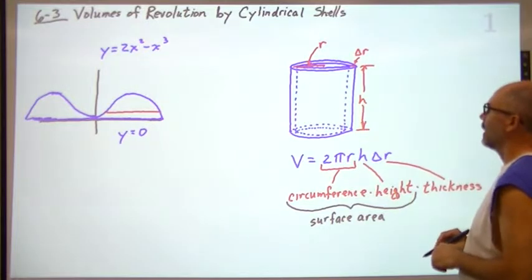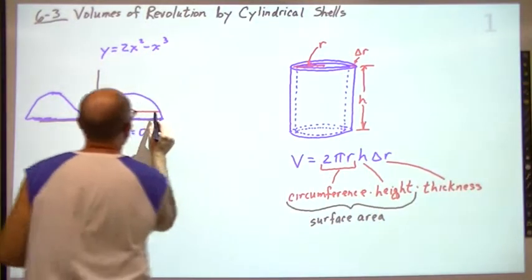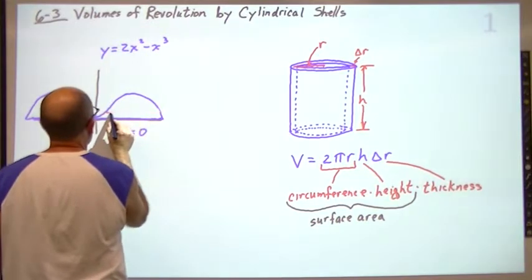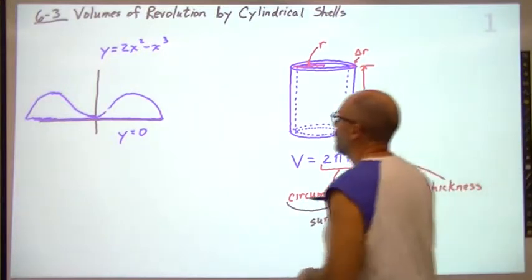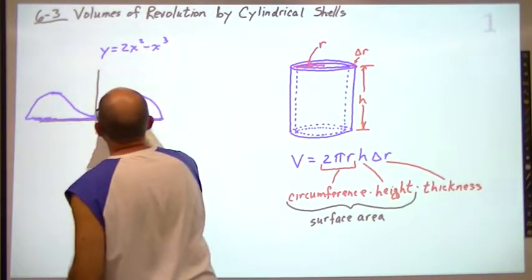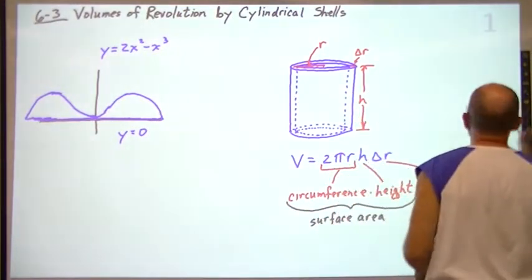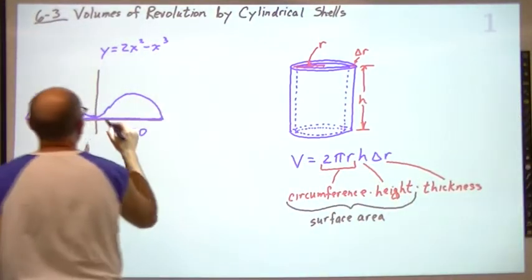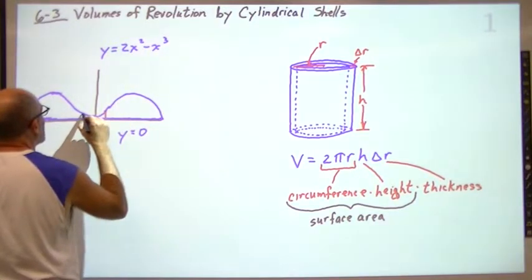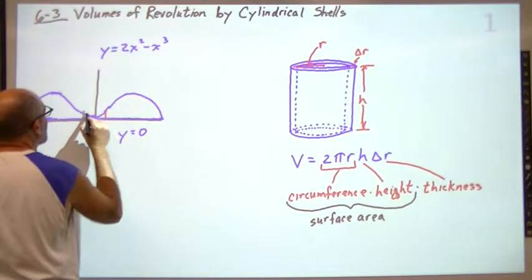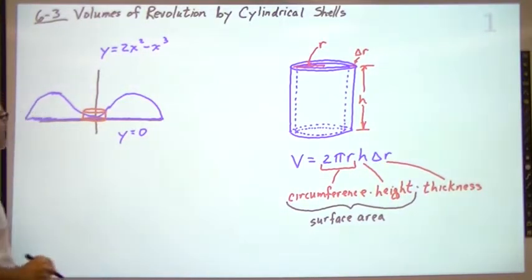All right, so we obviously cannot use the disks here. What we are going to use is shells. And here will be a shell from here to here, from here to here, and it rotates around like that. That's one shell.